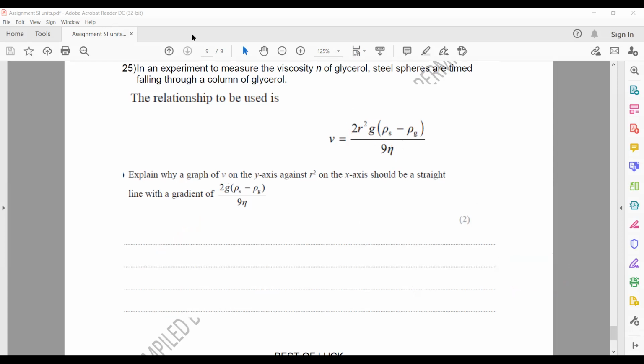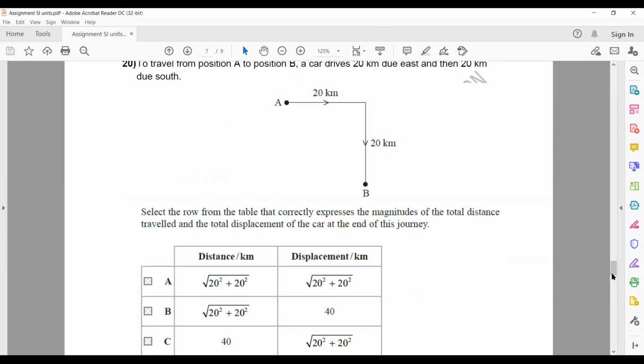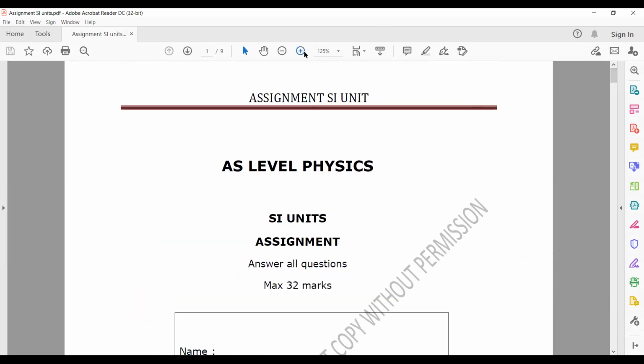So this was the doubt related to the assignment, SI units.